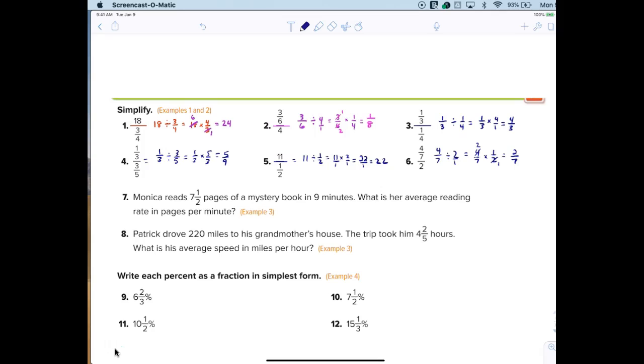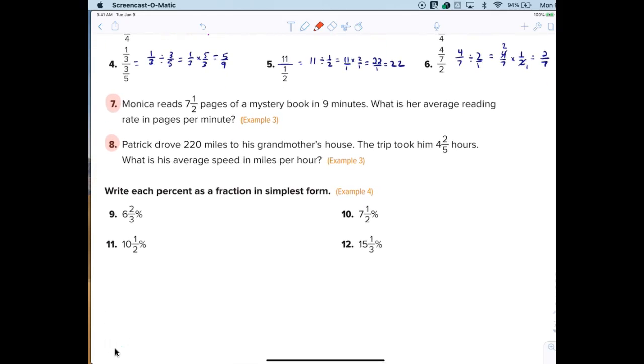Okay. Now, the most important problems today are the word problems. So I need everybody to kind of pay attention here. Jack, I want you to read number 7. Monica reads 7 1/2 pages of a mystery book in 9 minutes. What is her average reading rate in pages per minute?